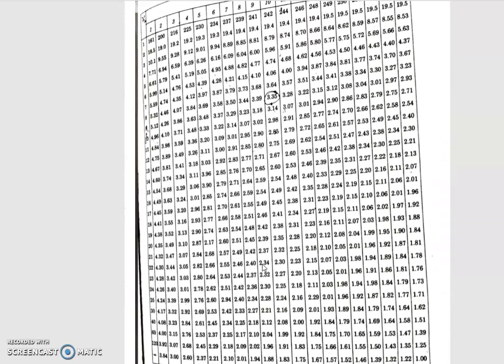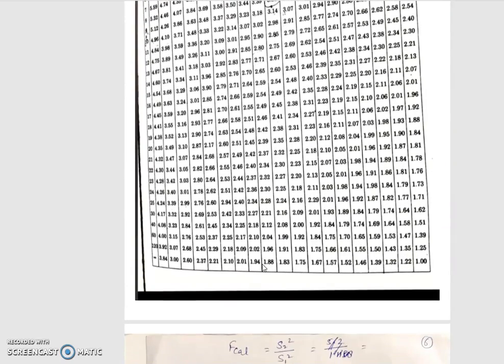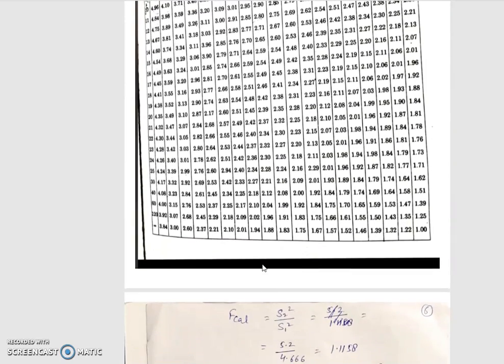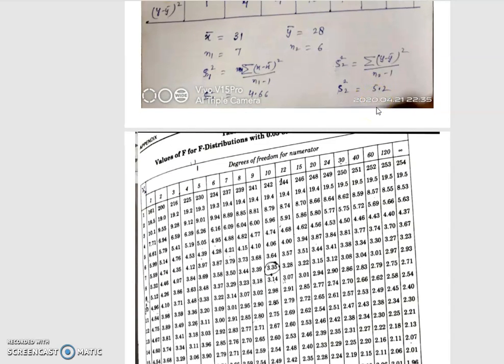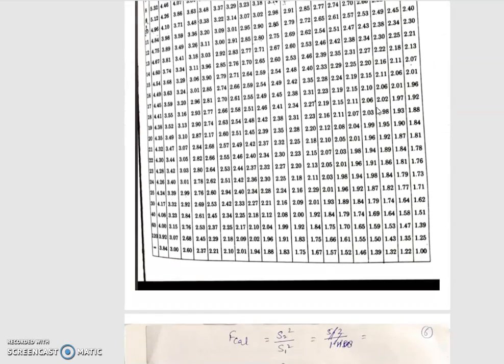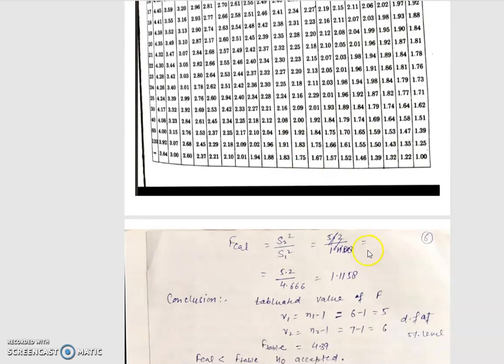Now we know very well that S1 square should be the greater one, but here the value of S1 square is 4.66 and S2 square is 5.2. That's why the formula is S2 square upon S1 square. This value is 1.1158.